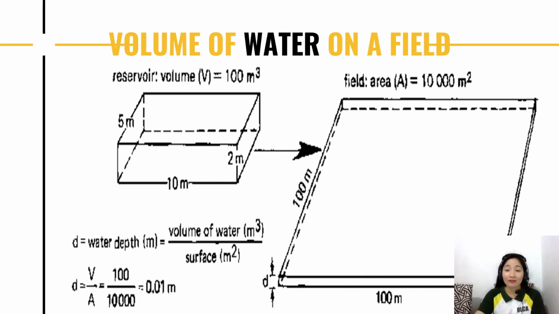And the field area is 1 hectare. In meters squared, we have 10,000 meters squared. So it will give you 0.01 meters. So the answer is 0.01 meters.